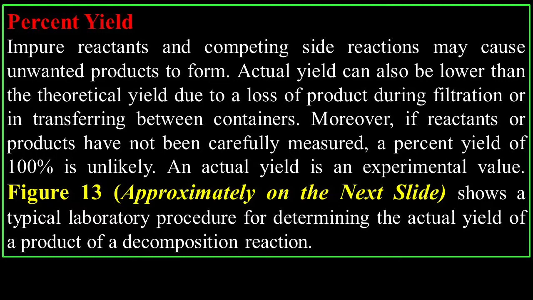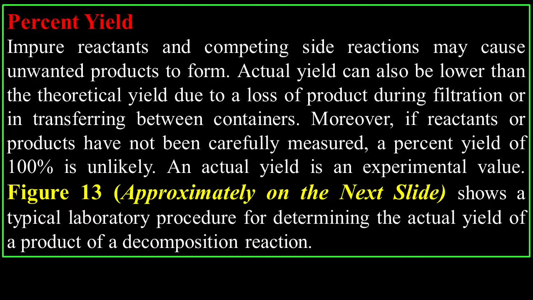Actual yield can also be lower than the theoretical yield. It will always be lower than the theoretical yield due to a loss of product during filtration or in transferring between containers. Moreover, if reactants or products have not been carefully measured, a percent yield of 100% is unlikely. An actual yield is an experimental value.